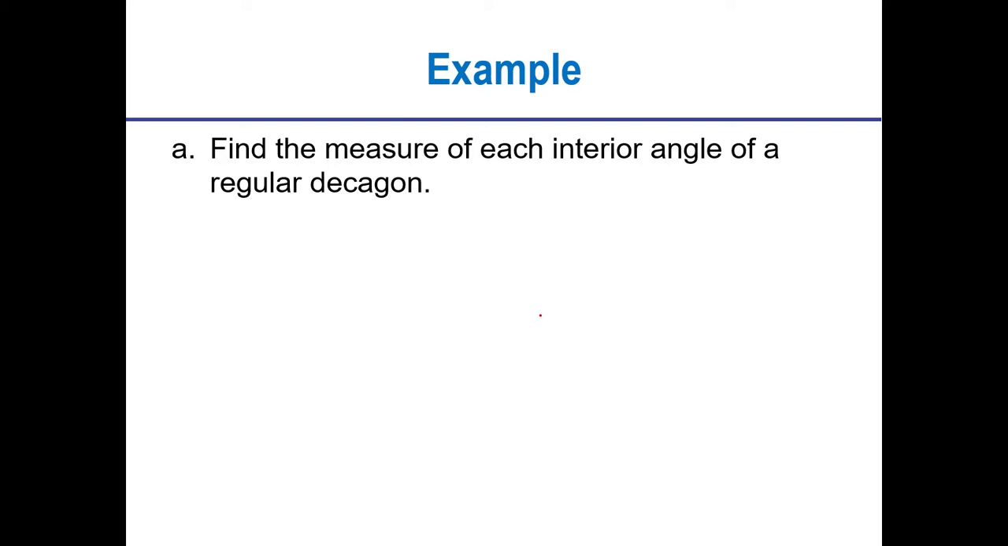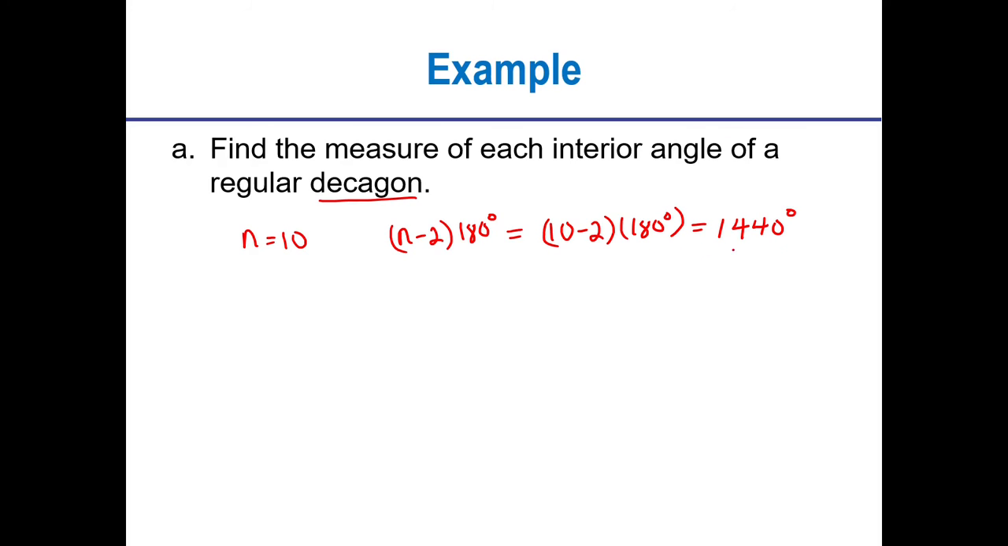Find the measure of each interior angle of a regular decagon. Recall a decagon has 10 sides, so n is 10. To find the sum of the interior angles, we'll use the formula (n minus 2) times 180 degrees, and this gives us (10 minus 2) times 180 degrees, which is 1440 degrees. So this is the sum of the interior angles of a regular decagon.